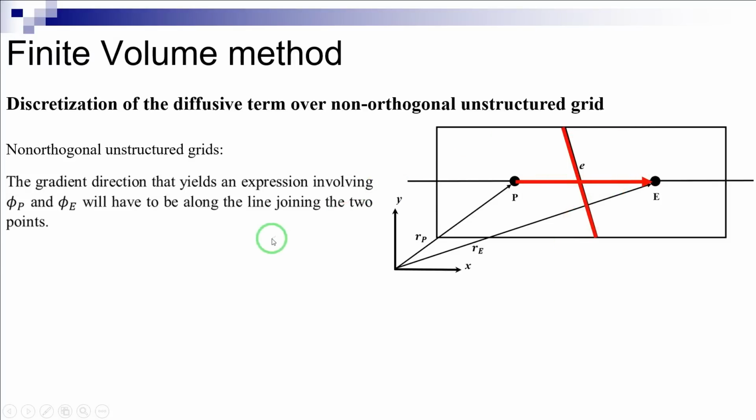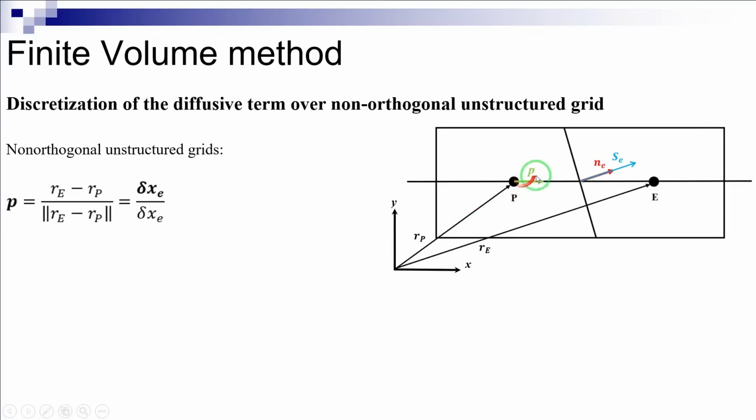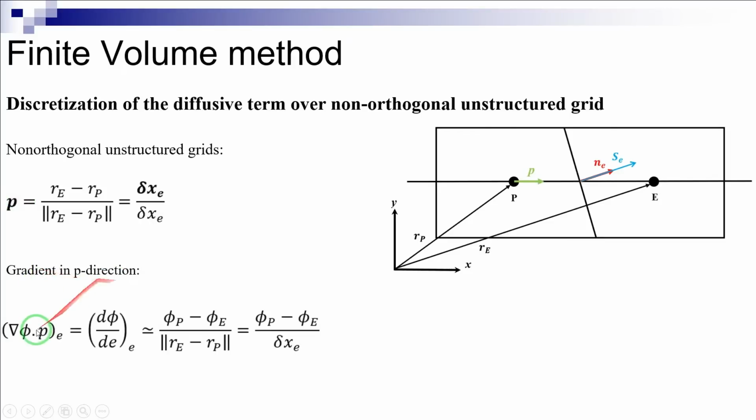In non-orthogonal unstructured grids, the gradient direction that yields an expression involving phi P and phi E, the values of phi at the cell nodes P and E, will have to be along the line joining the 2 points as shown here. If the vector P as shown here represents the unit vector along the direction defined by the line connecting nodes P and E, then this unit vector can be defined as shown here. Thus, the gradient in the P direction can be written as follows.